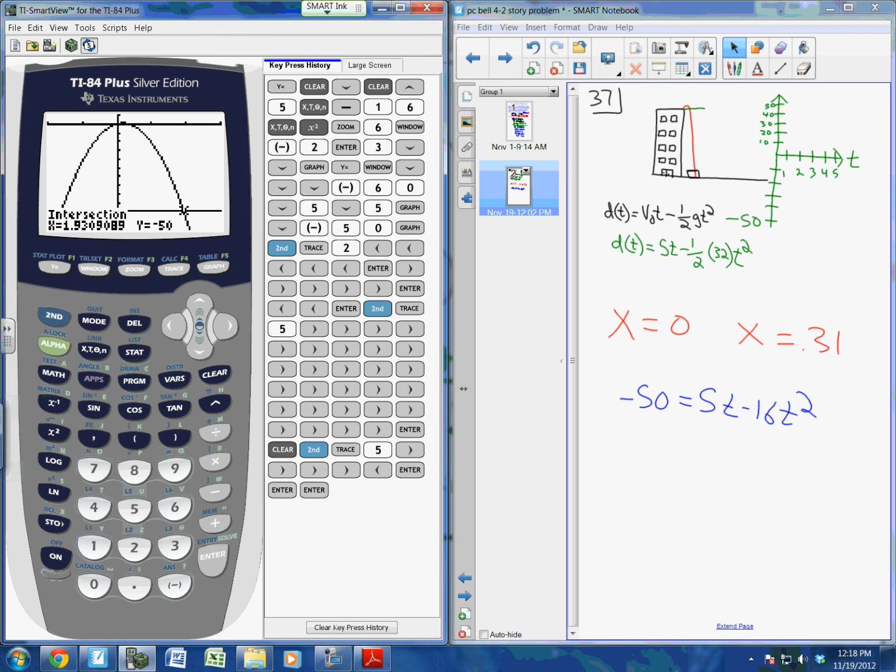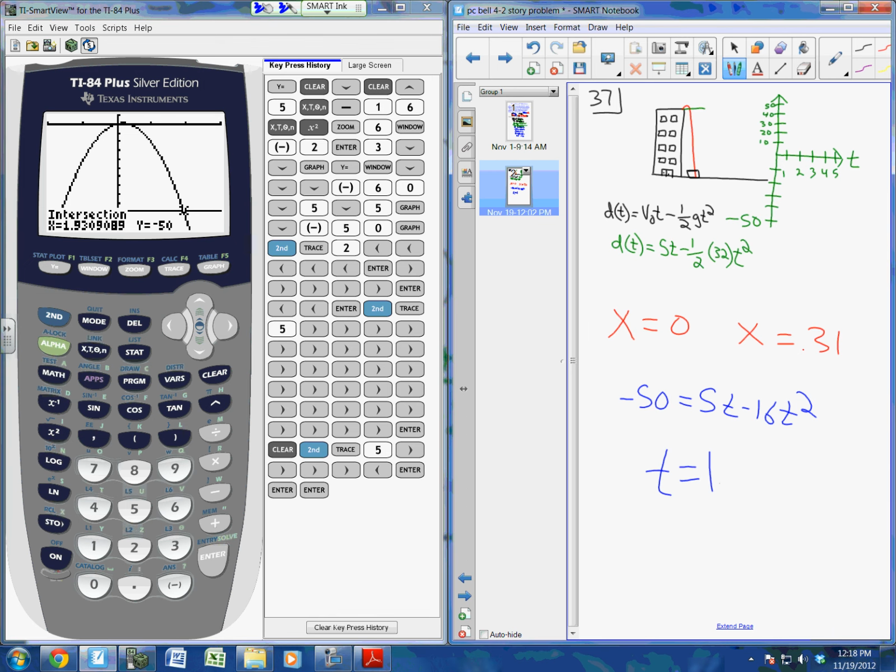Okay. Can we tell how long it took until she hit the ground below? 1.93 seconds. So time equals 1.93 seconds. Doesn't take very long to fall 50 feet, does it?